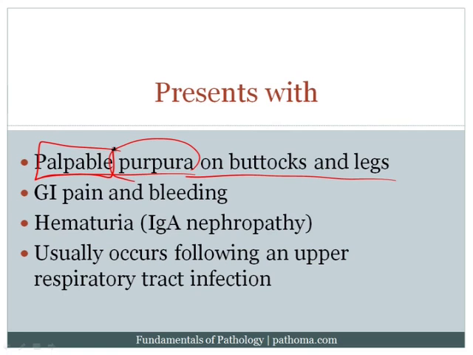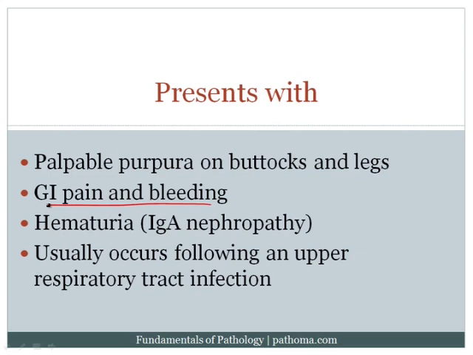They can also get involvement of the abdominal tract, resulting in GI pain and bleeding. They can get involvement of the kidney, which results in hematuria. The involvement of the kidney is very high yield. It basically is due to something called IgA nephropathy, which is a disorder in which you get deposition of IgA within the mesangium, which then results in glomerular bleeding. And so this is a very high yield association, and that is that in HSP, the patients basically develop IgA nephropathy. Now, the interesting thing about this disorder is that it usually occurs following an upper respiratory tract infection.